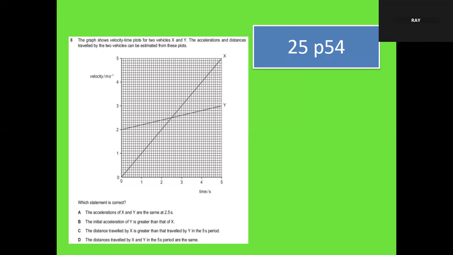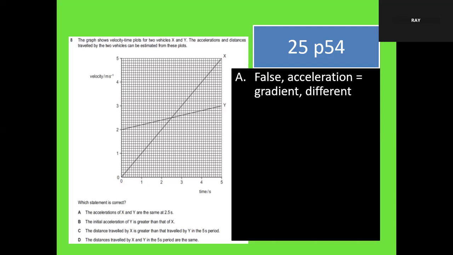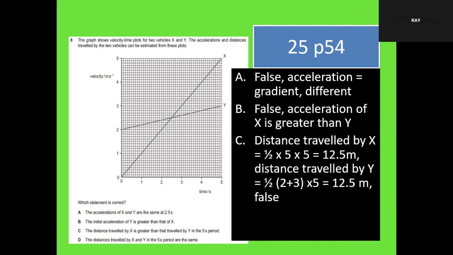A and B cannot be right because we know straight away that the acceleration is different. Acceleration is a gradient. So it's either C or D. So calculate out for X, area of triangle, for Y, distance traveled, 0.5. So C is wrong. Distance traveled by X is greater than traveled by Y. So the answer is D. Both distances are the same.